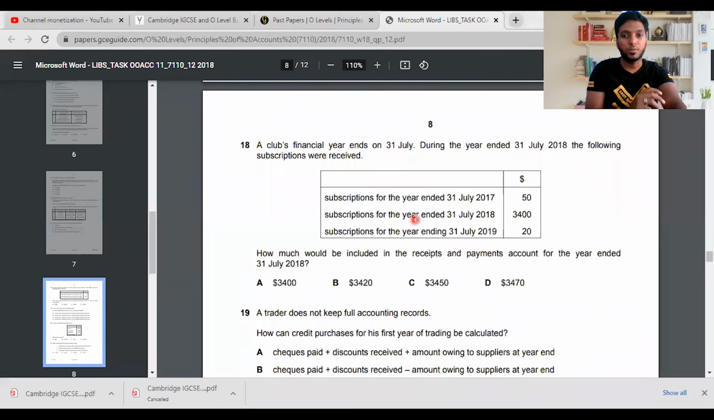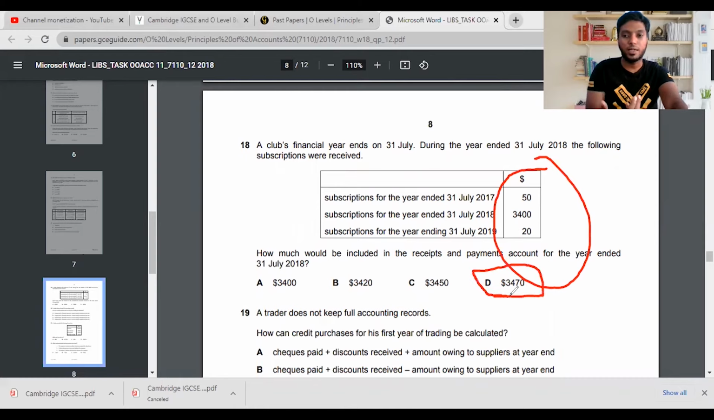And the tricky part of this question is they didn't ask for income and expenditure, they asked for receipts and payments. So when I speak about receipts and payments, you should take the entire amount you receive, which is the easiest way to find out what the business has received for the entire year. So when I take the entire amount, 50 plus 3,400 plus 20 will give me a value of 3,470.